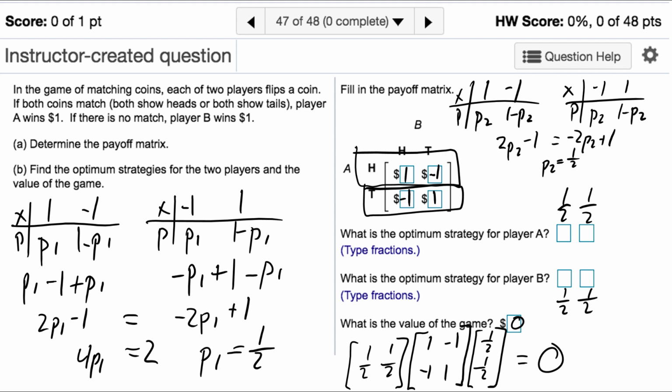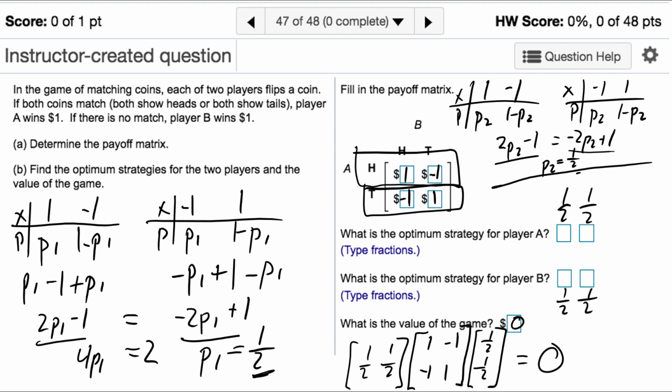We can also find the value of the game by plugging P1 into either of the P1 expected values, or by plugging P2 into either of the P2 expected values. We'll get 0 there as well. All right, so that's how you do that. Like I said, it's going to work the exact same every time. In this case, we ended up with the same values for P1 and P2. That won't happen every time, but we do the same process.